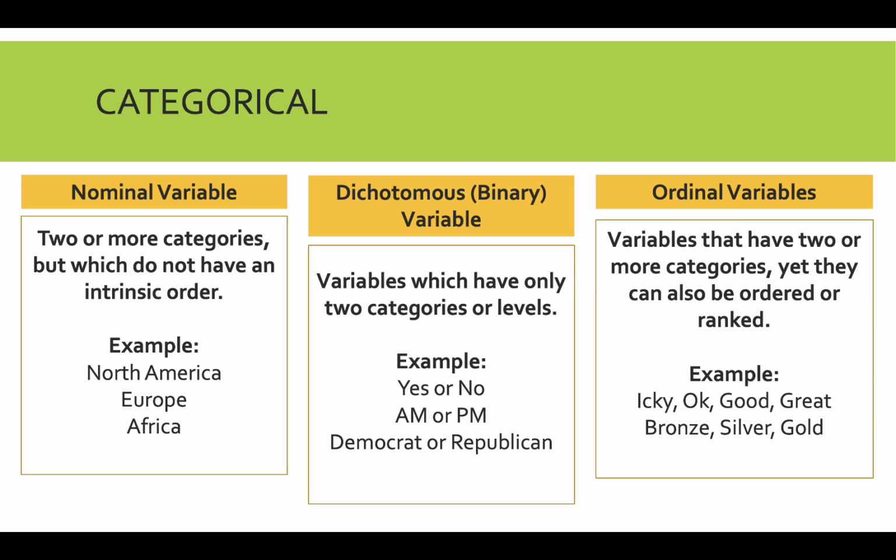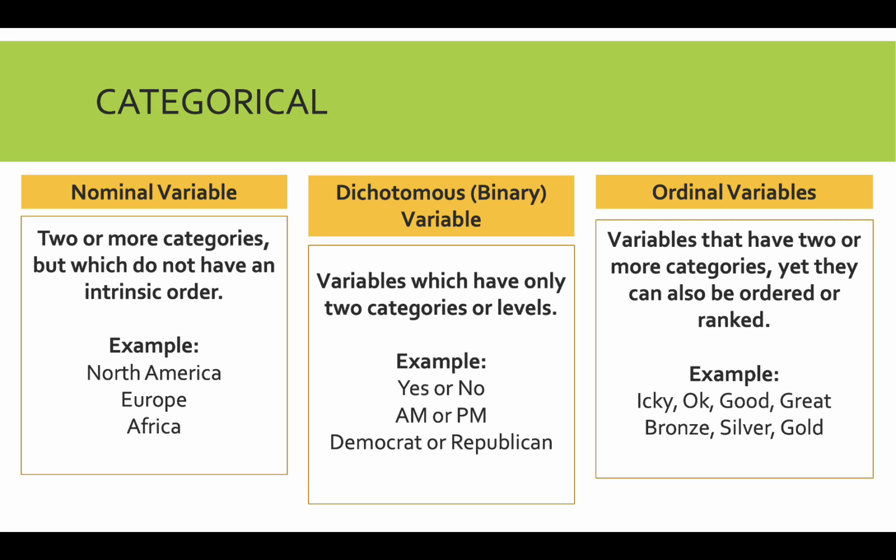Nominal variables are two or more categories which do not have any intrinsic order. So say, for example, you've got the states. You want to know what people's states are. There's no order to state, right? There's no difference between Utah and Florida. They're just categories. They have no dependence on each other. A dichotomous or binary variable is yes or no. So you could say, is it AM or PM? Am I Democrat or Republican? Am I this or that? Am I yes or no?